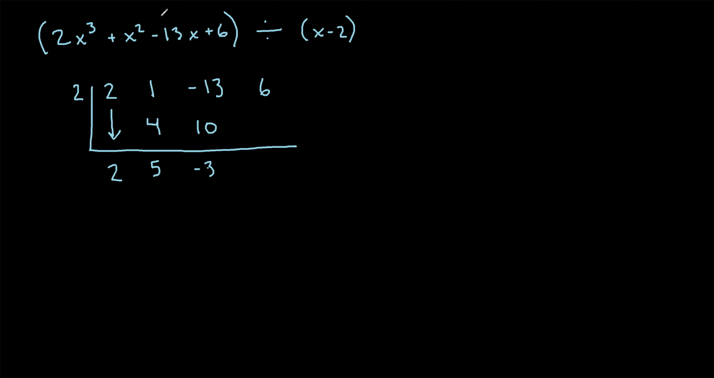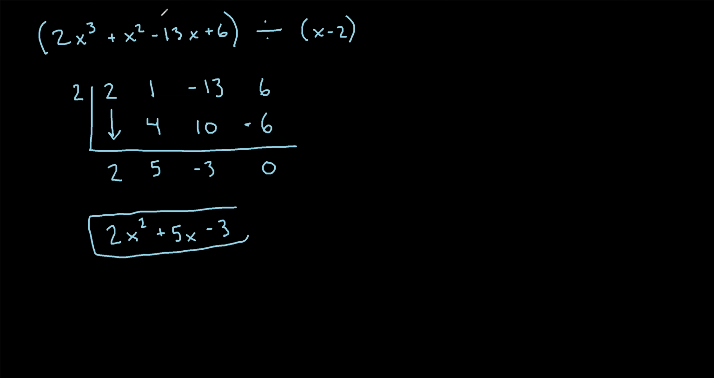And then we multiply again. Negative 3 times 2, that's negative 6. So 6 plus a negative 6, that's 0. So we're done. So our final answer will be 2x, and the exponent that we use will be 1 less than this exponent. So instead of a 3, we write a 2. 2x squared, and then we've got plus 5x minus 3. So this is our final answer. This big expression divided by x minus 2 is equal to 2x squared plus 5x minus 3.